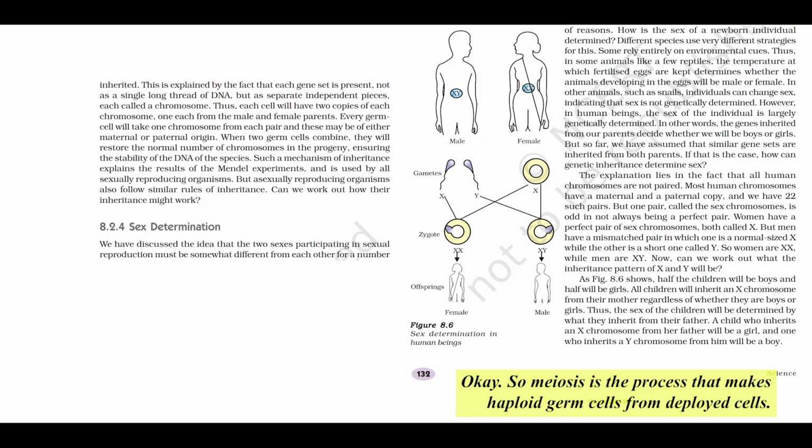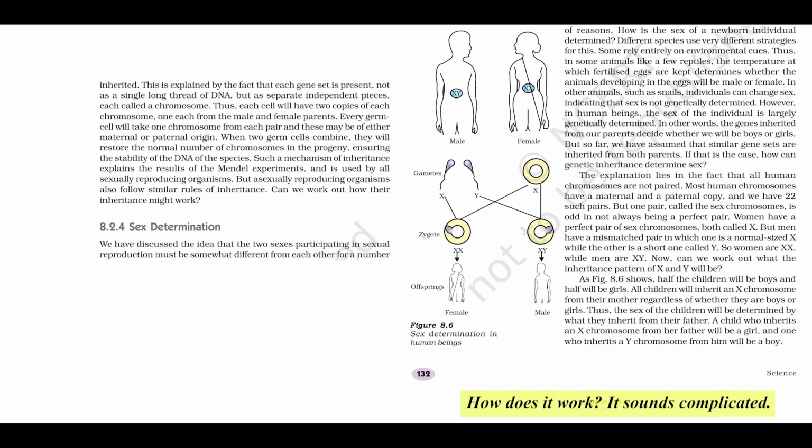Okay, so meiosis is the process that makes haploid germ cells from diploid cells. How does it work? It sounds complicated. It is intricate, but we can break it down. Meiosis involves 2 consecutive cell divisions, meiosis I and meiosis II. Let's take this step by step. Before meiosis starts, the cell first duplicates its DNA. So each of the 46 chromosomes now consists of 2 identical sister chromatids joined together. It's still considered 46 chromosomes, but they're doubled.